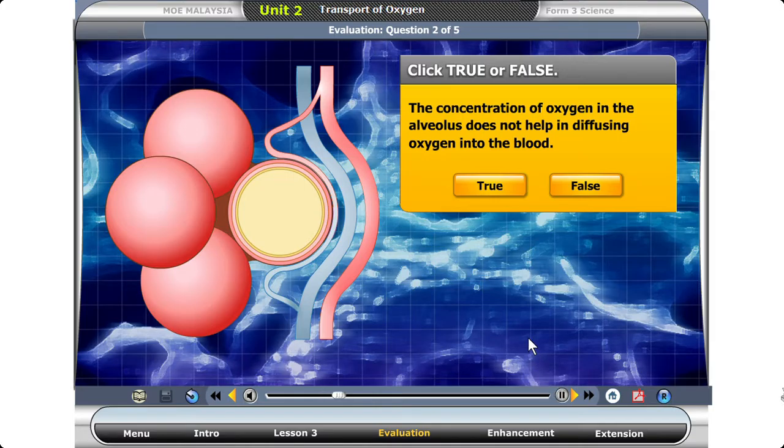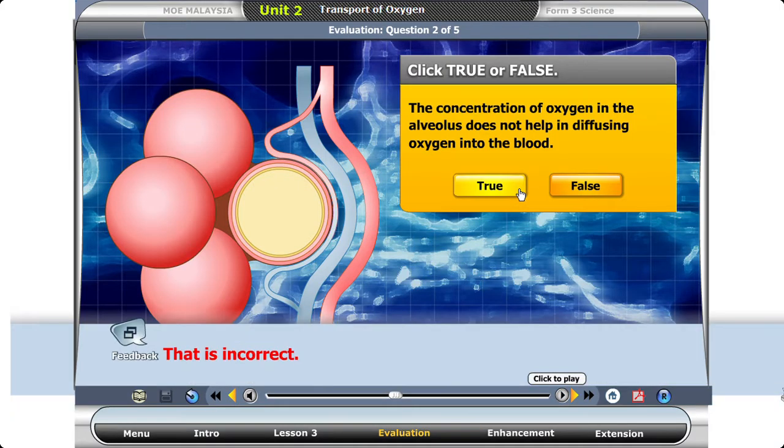Click on true or false. The concentration of oxygen in the alveolus does not help in diffusing oxygen into the blood. That is incorrect.